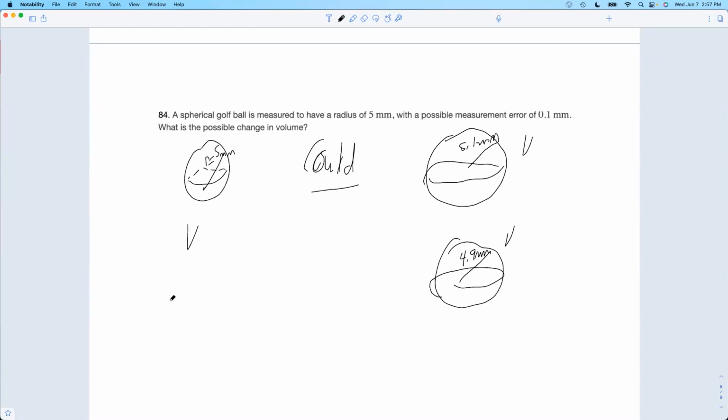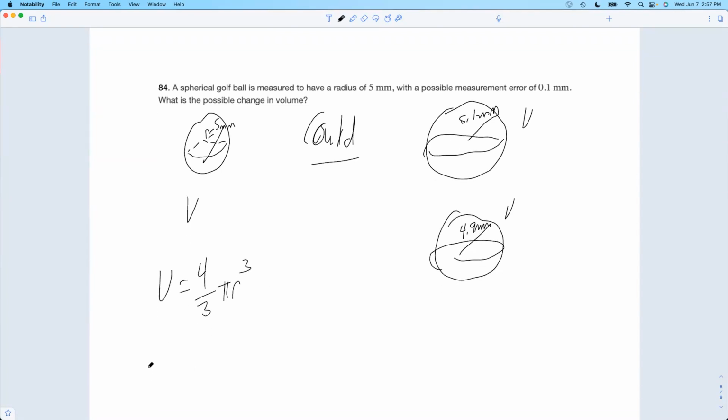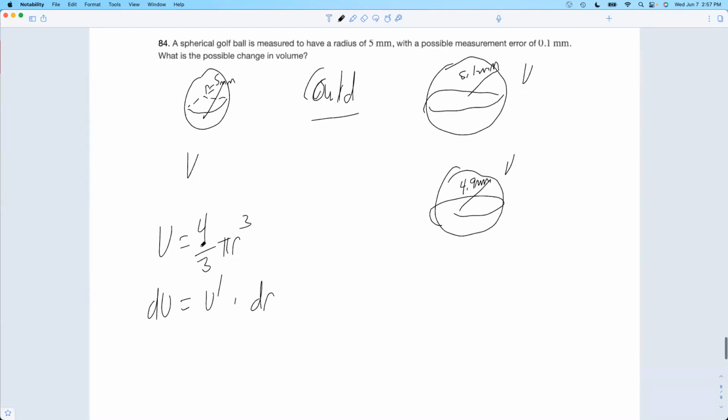So first we need the formula for the volume of a sphere. Volume of a sphere, you should know, is 4/3 pi r cubed. Then with differentials, we take the derivative. So dV is the derivative, V prime, times my differential in r, dr. So we take that guy's derivative. We're taking the derivative with respect to r here. The 3 will come down, kill that 3, and then drop down by 1. So we get an r squared.